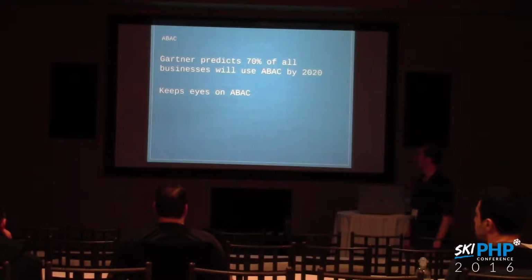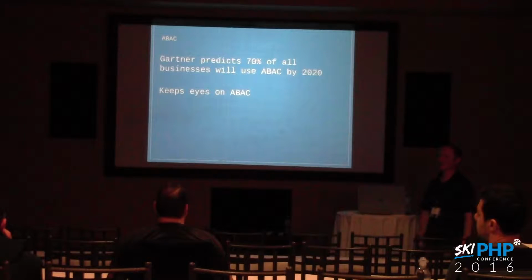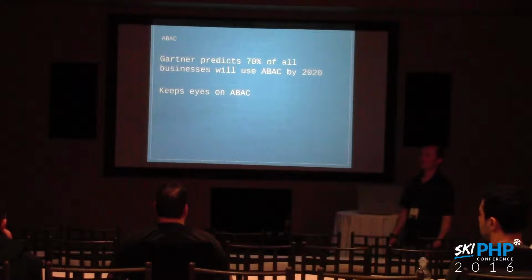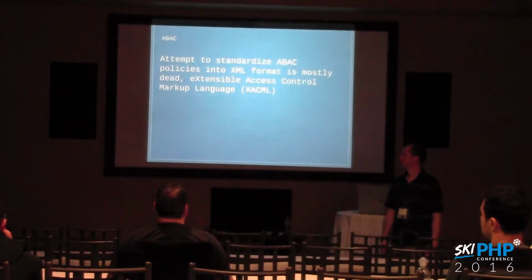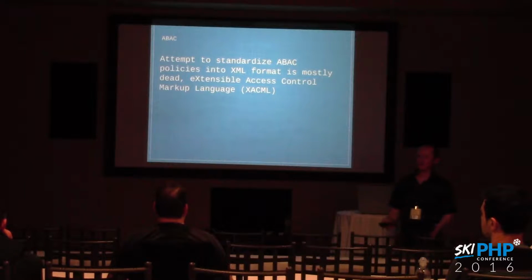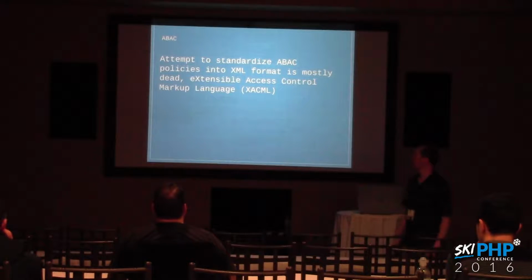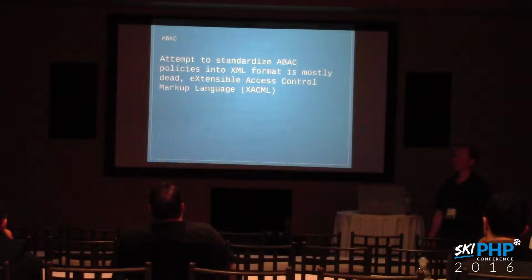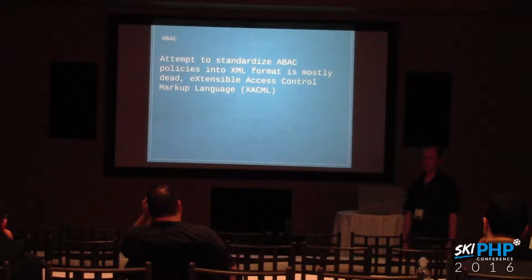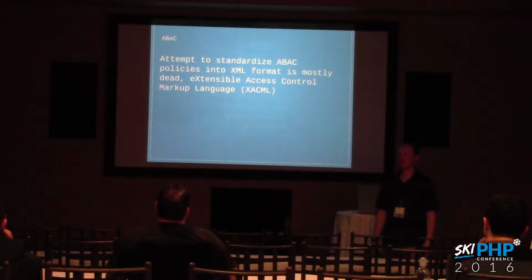Gartner predicts 70% of all businesses will rely on ABAC by 2020. That's important to keep eyes on this. ABAC was really defined about 5 years ago. Before then it was talked about, but wasn't fully understood. It's important to note there's an attempt to standardize it. It became proprietary, so it's not really used, but it's important to know. It's called XACML. It's an attempt to standardize the terminology and everything in XML format, defining your policies in specific ways.